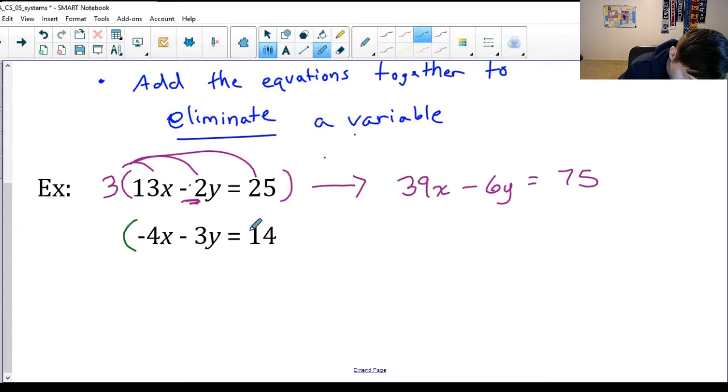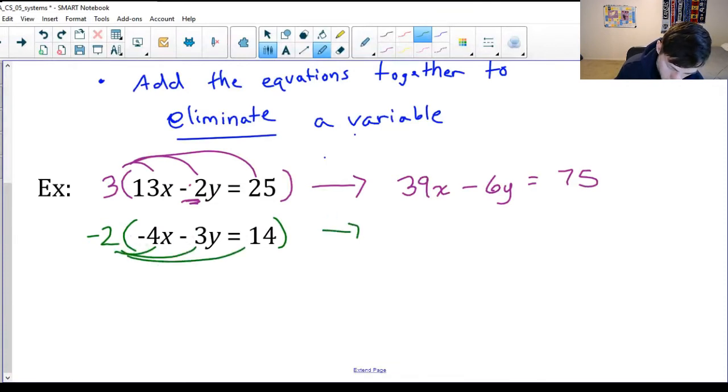Now, for the second equation, I'm aiming for 6 again. So I would think 2 here, but remember, we want one to be positive and one to be negative. I already have a negative 6, so my goal now is to get a positive 6. So I'm going to make this negative 2 that I multiply through. So again, distribute. That would give me positive 8x, positive 6y, and negative 28.